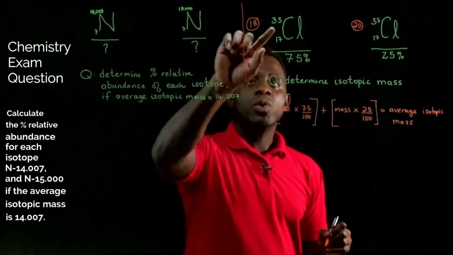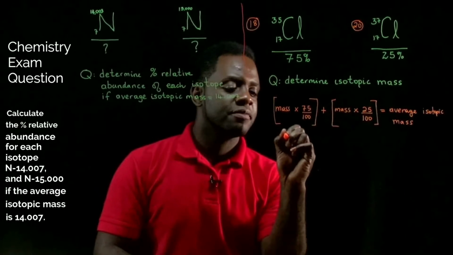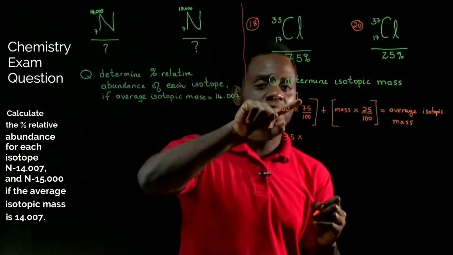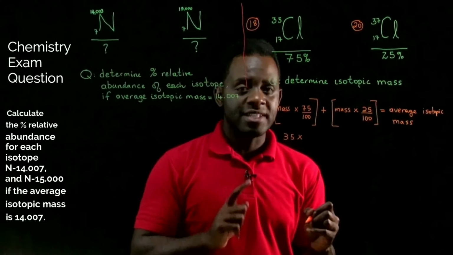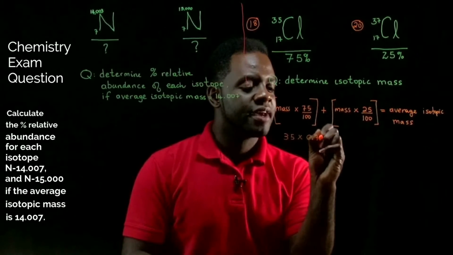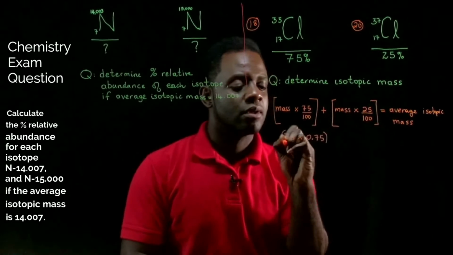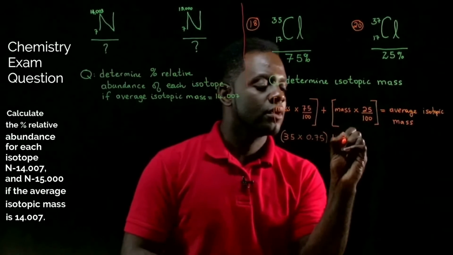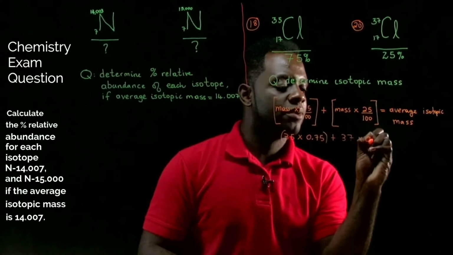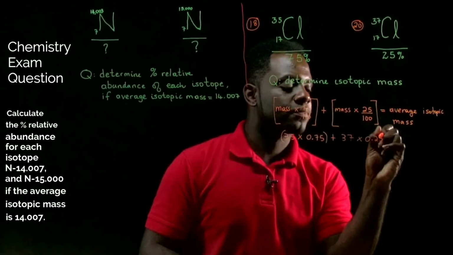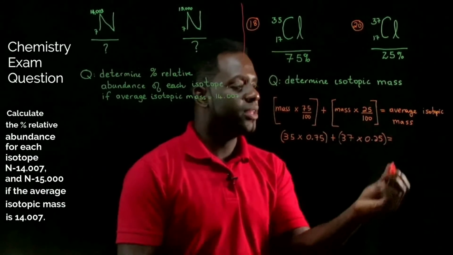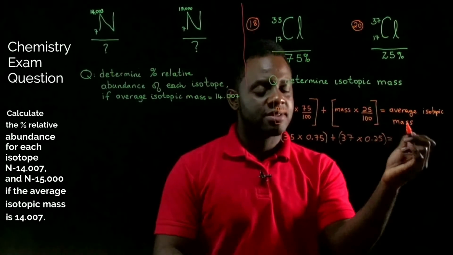In this case, we will have 35, and we will write the percentage here in the form of decimal, so it will be 0.75 plus 37 times 0.25, and that must be equivalent to the average isotopic mass.